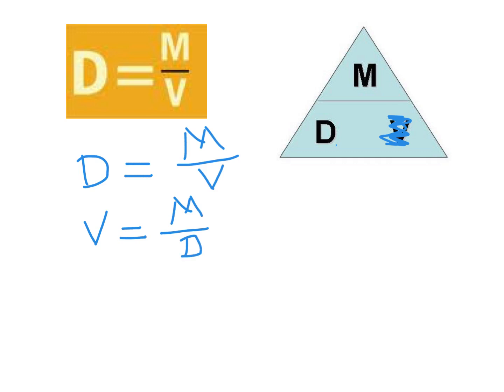And if you want to know the formula for mass, then go ahead and just block the M with your finger and see what's left. That gives you mass is equal to D times V. Notice they're next to each other. They're not stacked. When they're stacked, you're going to take the numerator and divide by the denominator, but when they're next to each other, that suggests multiplication. So mass is equal to density times volume.